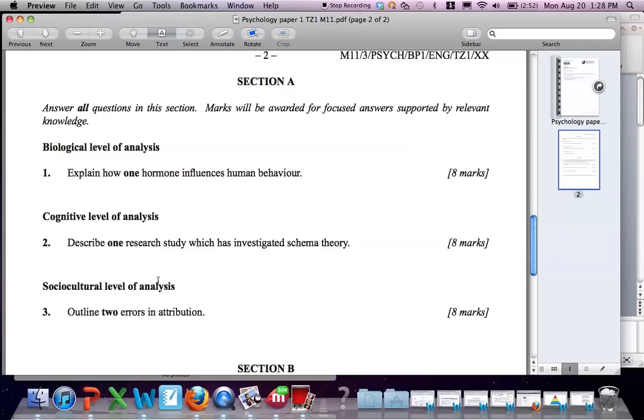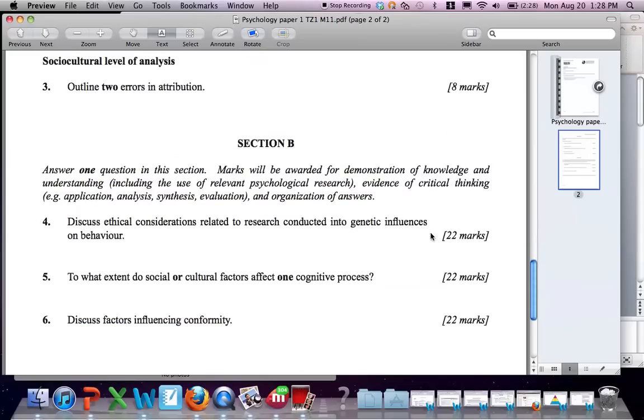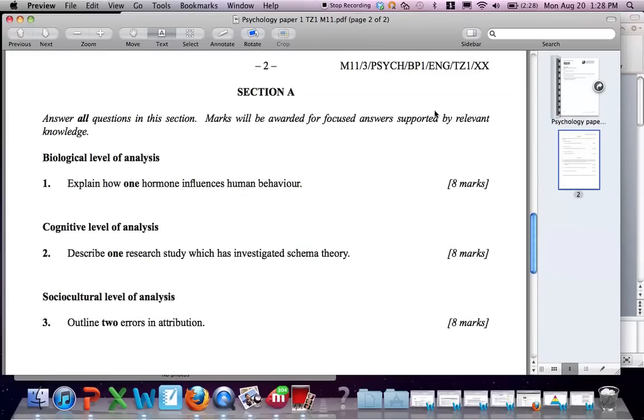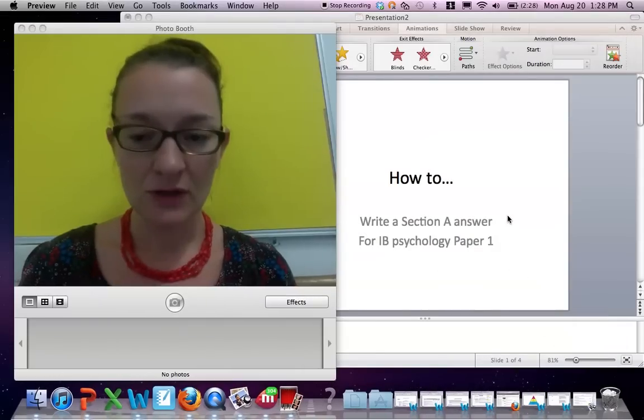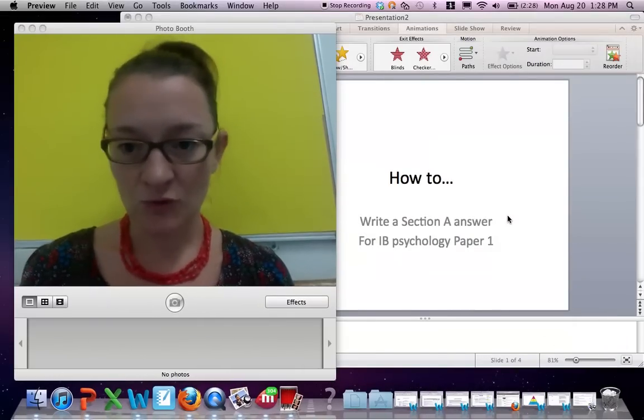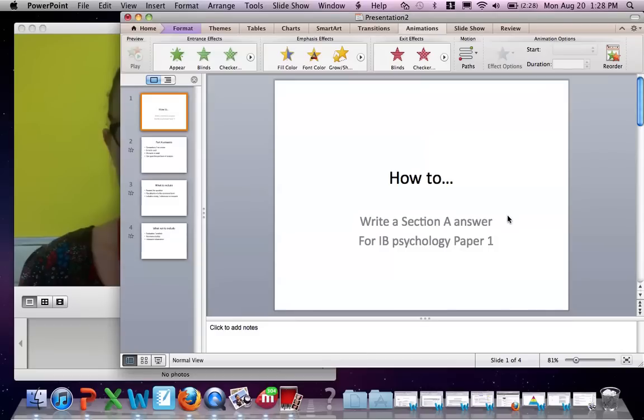There are 3 questions worth 8 marks each, so that's a total of 24 marks, obviously. And so, given that paper 1 is worth half of all your IB points, you can see how important this section A is. Section B is worth 22 marks, so this is even more important than section B. So we're going to look at what you need to do when you're answering one of those questions.